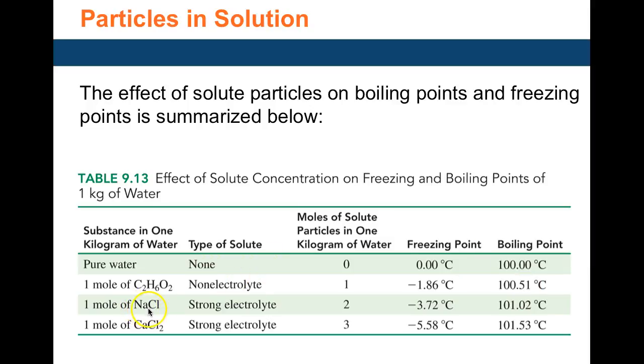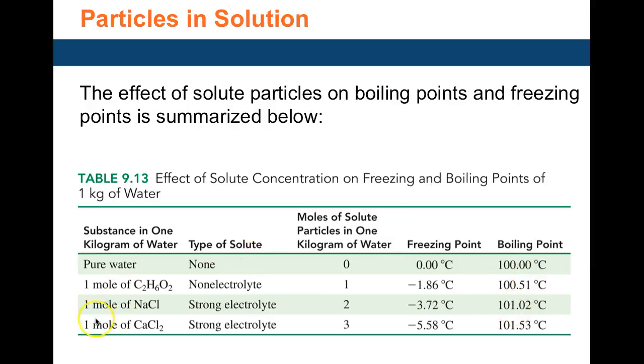Now, if you add a mole of sodium chloride, on the other hand, now in that kilogram of water, you're generating 1 mole of the sodium ion and 1 mole of the chloride ion, because of the fact that sodium chloride is a strong electrolyte. So you're generating 2 moles of solute, 2 moles of particles. All right. So that's 2 times the negative 1.86. All right. So the freezing point has come down by almost 4 degrees. All right. Whereas the boiling point of that kilogram of water has gone up by 1 degree.